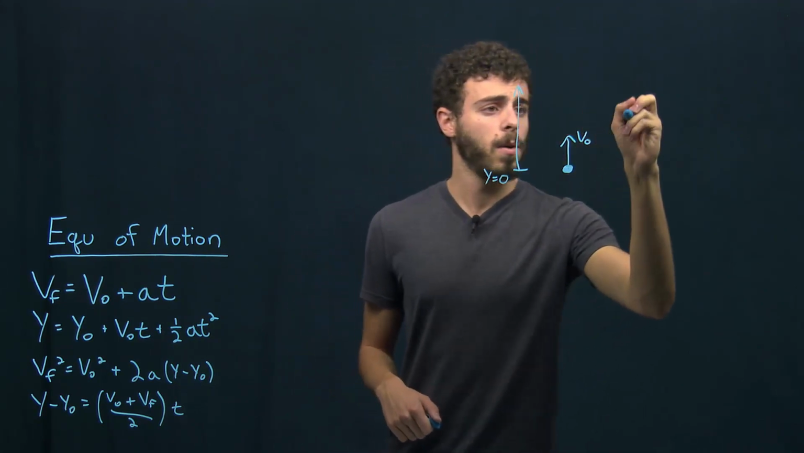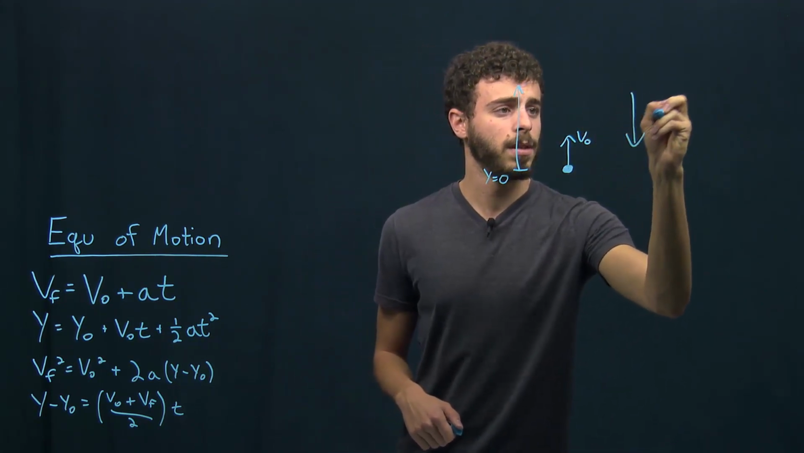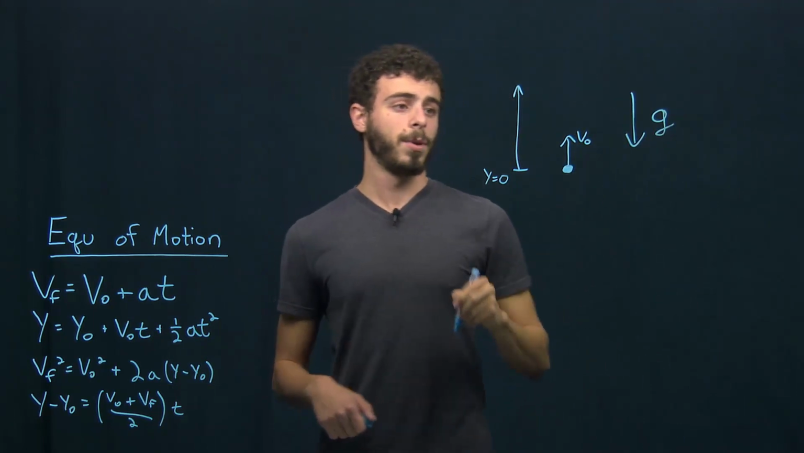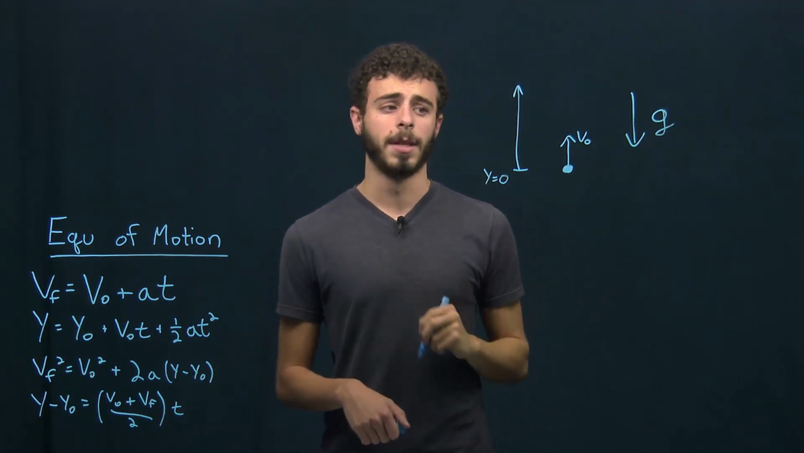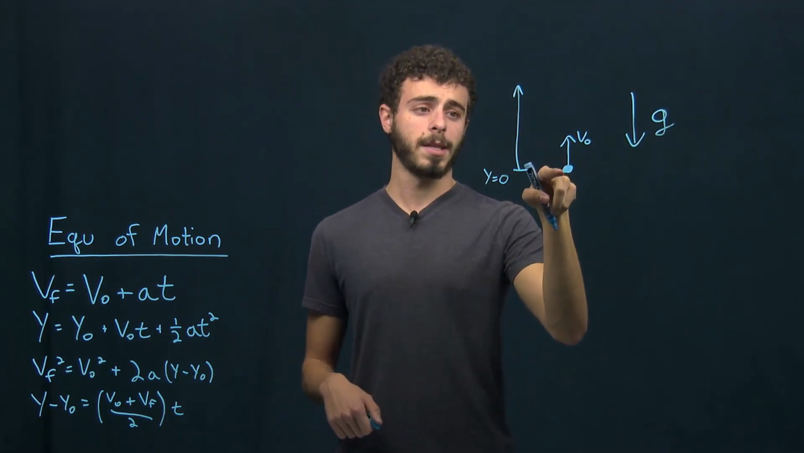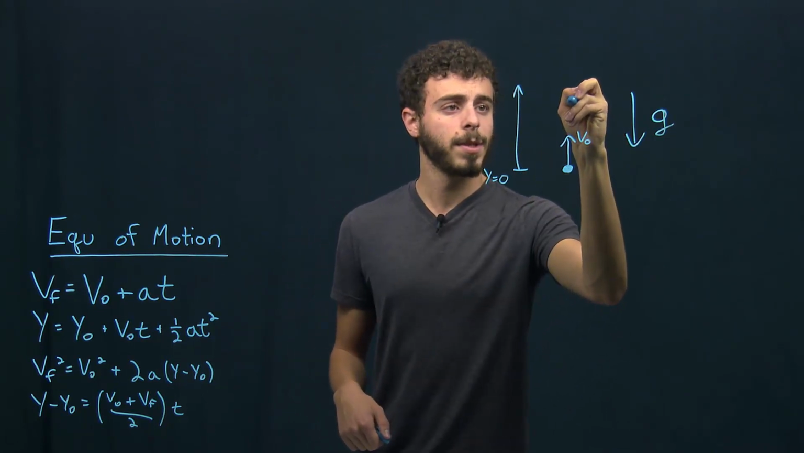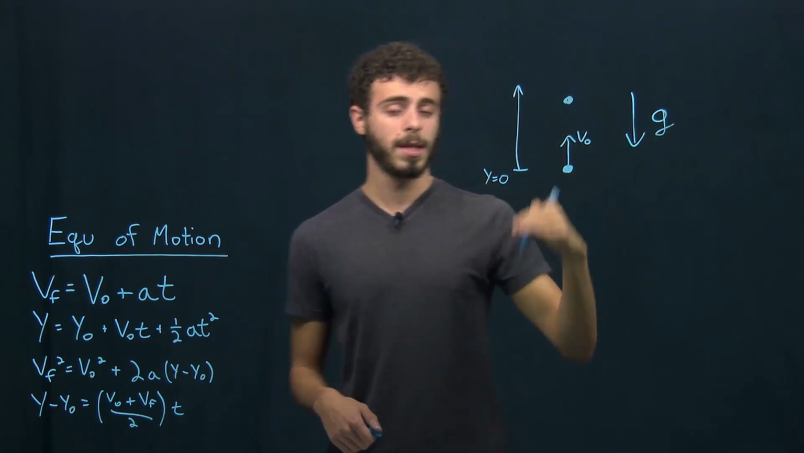Again, this is acting in a gravitational field, and so we have some gravity vector pulling the ball back down to the ground. We've started with some initial velocity v0. Now let's look a couple seconds later. We know the ball will have risen some amount.